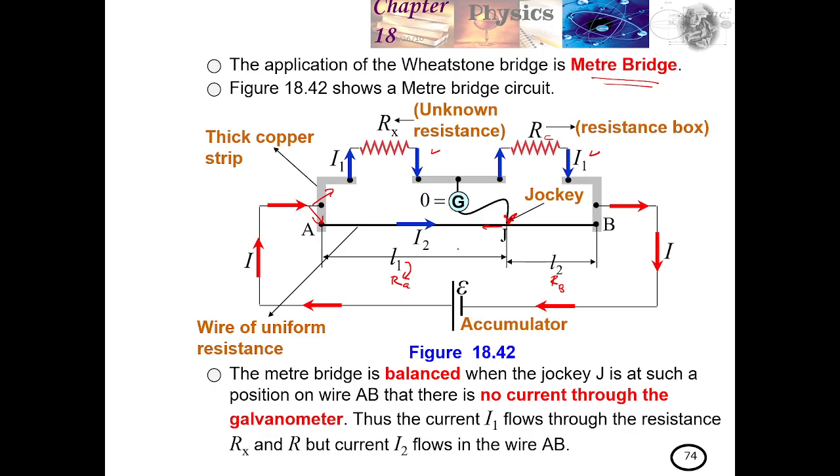L1 over L2 times R. You can see the geometry is still there. Okay, so you can see it is a divide and then times, then you can find the Rx.